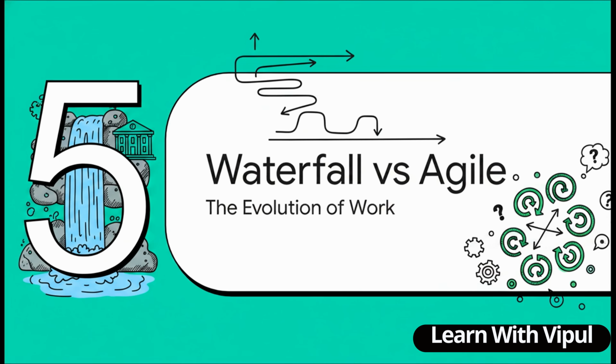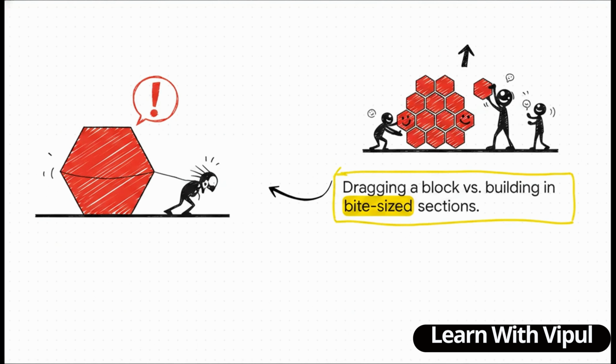Which brings us to our final section, Section 5, Waterfall versus Agile, the evolution of work. So that library system was a great fit for Waterfall, but what happens when the requirements do change? Now, what's really interesting about this slide is the contrast in how these two methodologies actually feel to work in. On one hand, you have the waterfall process. It's like a single, massive, heavy project block being dragged across the finish line. It's a huge burden, and you just kind of hope you can deliver it all at once. On the other hand, there's Agile. The project is broken down into flexible, bite-sized puzzle sections. It's lighter, it's way more manageable, and you get the satisfaction of delivering actual value continuously.